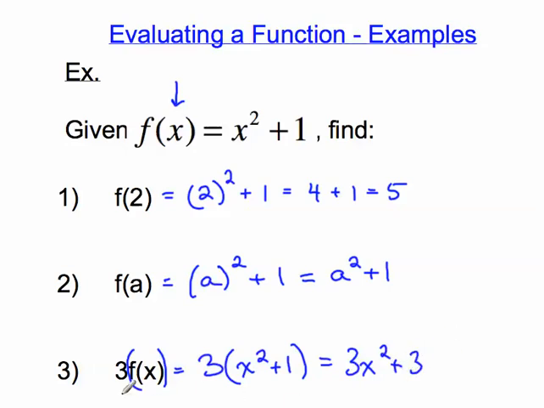Okay, so when we have a 3 or some other number out front, that means it's multiplied by the whole output f of x. So we've multiplied the whole left side by 3, we have to multiply the whole right side by 3, and then we distribute. Let's look at a few more examples.